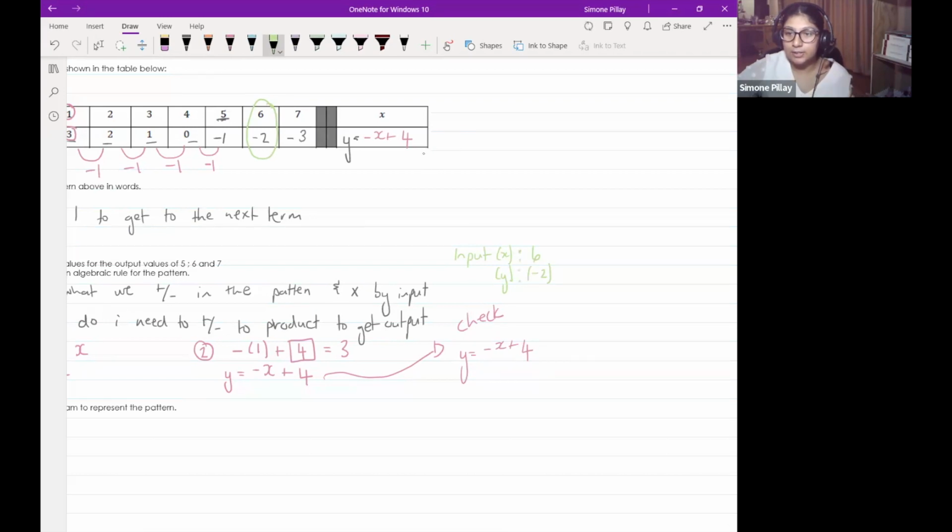And so let's check if this rule works. I'm going to say y is going to be equal to negative, and what's my input? My input is 6, plus 4. -6 plus 4 gives me what? -6 plus 4 gives me -2. Thank you, Tando.